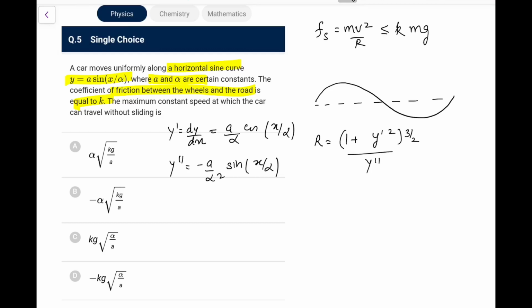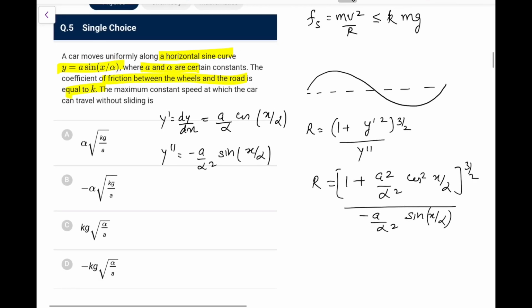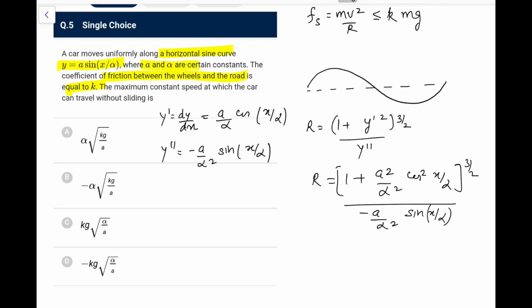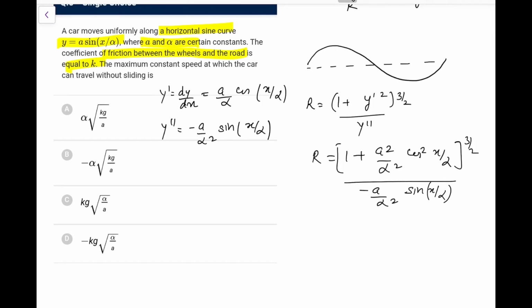So if I put this in this result, this is 1 plus y dash square, that is a square by alpha square cos square x by alpha, to the power 3 by 2, upon this y double dash, which comes out as minus a by alpha square sine of x by alpha. Now for the limiting case, the maximum speed case, v square is less than, so maximum speed will depend on the radius, where the radius is minimum, the speed will be maximum. So what could be the minimum radius here?